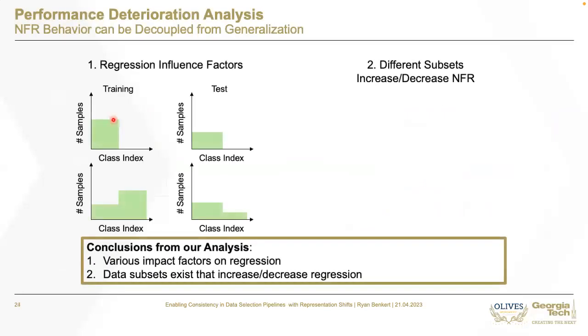So I just showed you different factors that really impact the trend that you see in consistency or regression. Namely, I showed you imbalance and I showed you class complexity, right? What this gives us, the first point I wanted to drill down on, is that various impact factors are impactful towards regression. It's not only labeled training set size. Now, the second thing that I really want to talk about are these different subsets. The idea is that we want to find subsets that can increase the NFR or decrease the NFR, because we want to use these for our algorithm later on.